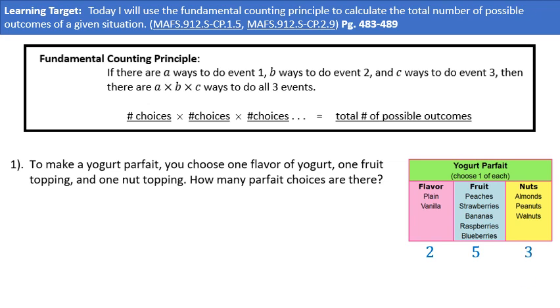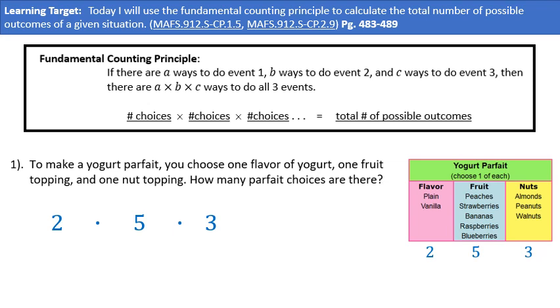What you have to remember is that even though we have multiple options for each of the events, we're only going to choose 1. We're going to choose 1 of the 2 flavors, 1 of the 5 fruit toppings, and 1 of the 3 nut toppings. So we're choosing 1 of each, and we're thinking about how many different parfaits we could potentially choose from. There are 2 flavor options, 5 fruit options, 3 nut options. All we have to do is multiply those 3 numbers together.